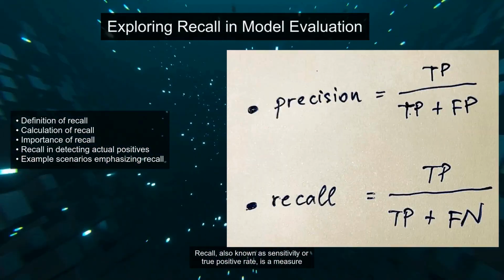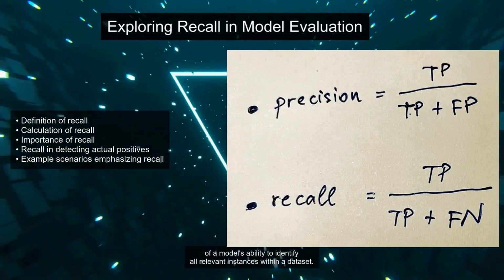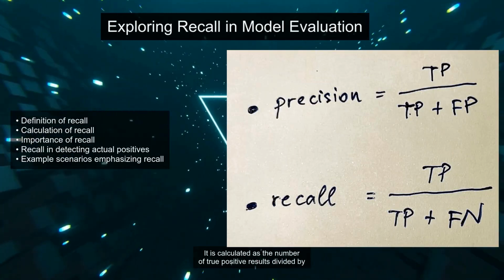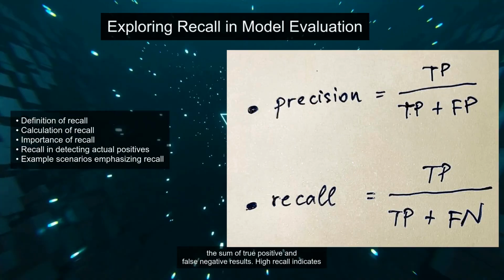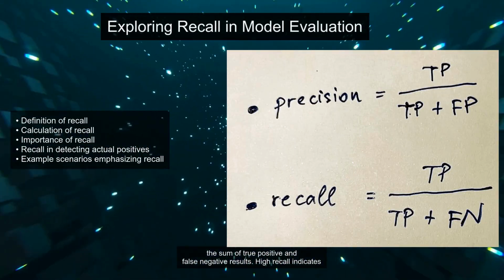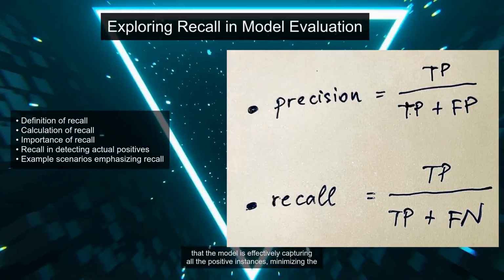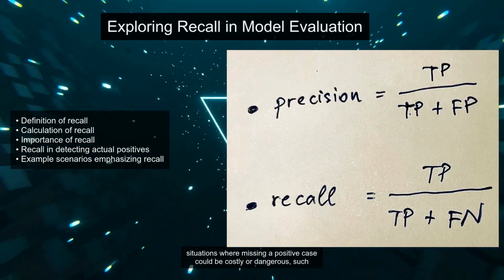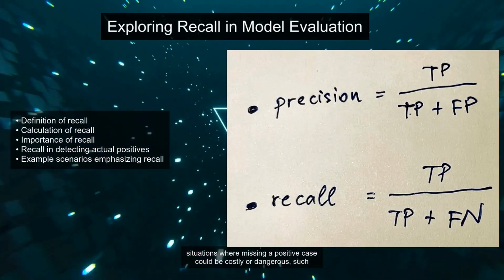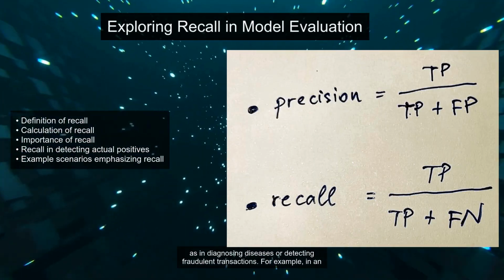Recall, also known as sensitivity or true positive rate, is a measure of a model's ability to identify all relevant instances within a dataset. It is calculated as the number of true positive results divided by the sum of true positive and false negative results. High recall indicates that the model is effectively capturing all the positive instances, minimizing the chances of missing out on actual positives. This is particularly critical in situations where missing a positive case could be costly or dangerous, such as in diagnosing diseases or detecting fraudulent transactions.